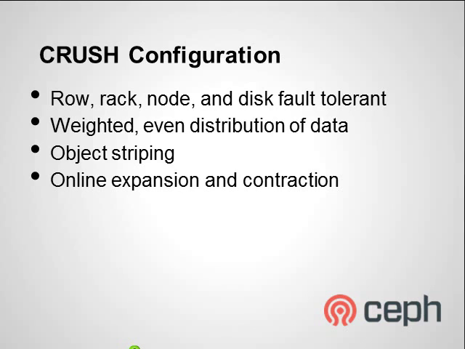We've also had to do online expansion and contraction in production. Nodes die, disks die. You have to contract and expand the cluster. If you do it carefully with weights, you're able to do it without affecting availability. Bobtail is even better at doing this.